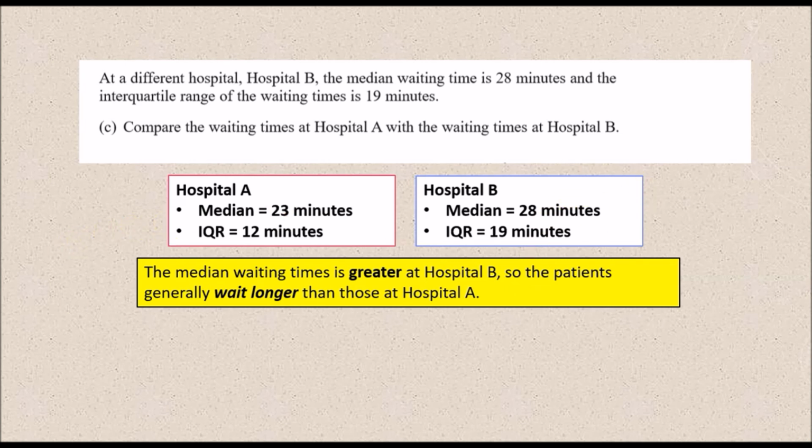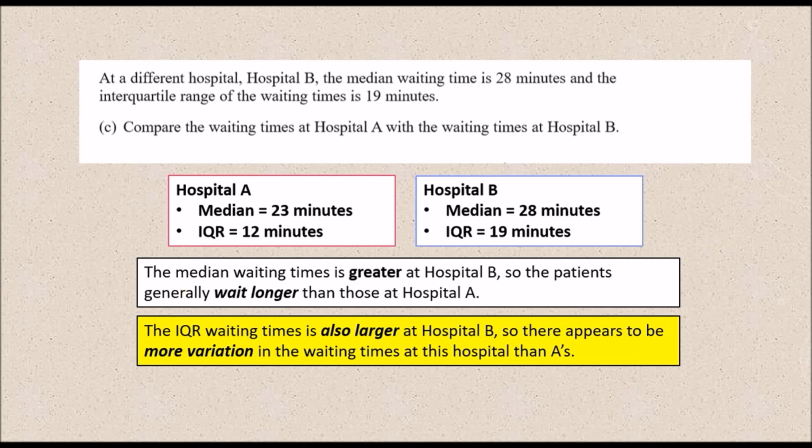Now the IQR deals with spread. And what I wrote there is that the IQR waiting time is also larger, so it's bigger by 7 minutes. So there appears to be more variation in the waiting times at this hospital rather than A's. But other than that, guys, this is it for the question.